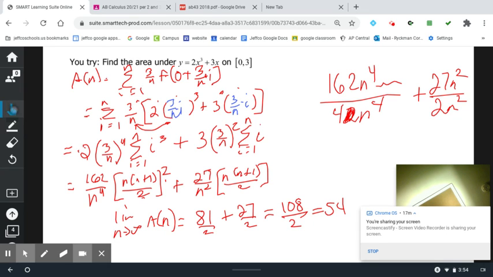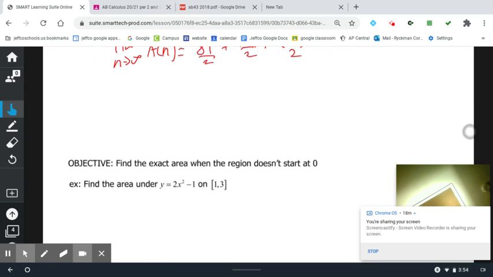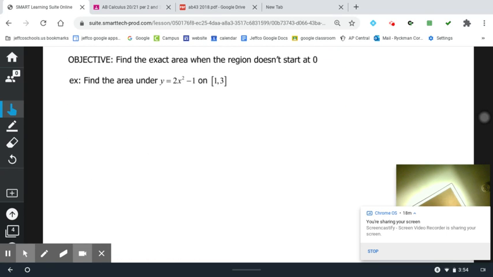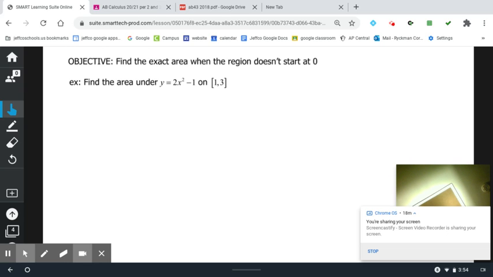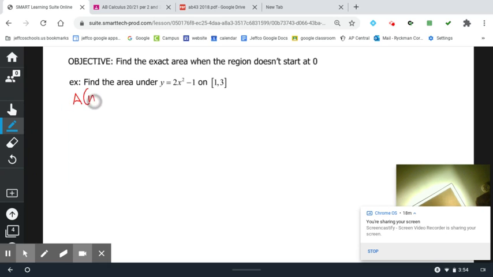All right, last example. All of these have been easier because they've started at 0. When they don't start at 0, that makes for a little grosser type, and then we'll be done. All right, so if we find the area under the curve, what's the base? This time I hope you're saying delta x is 3 minus 1 over n, or 2 over n.